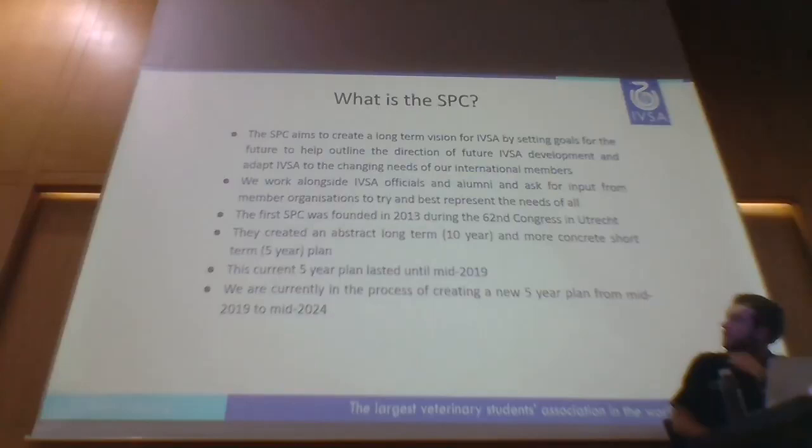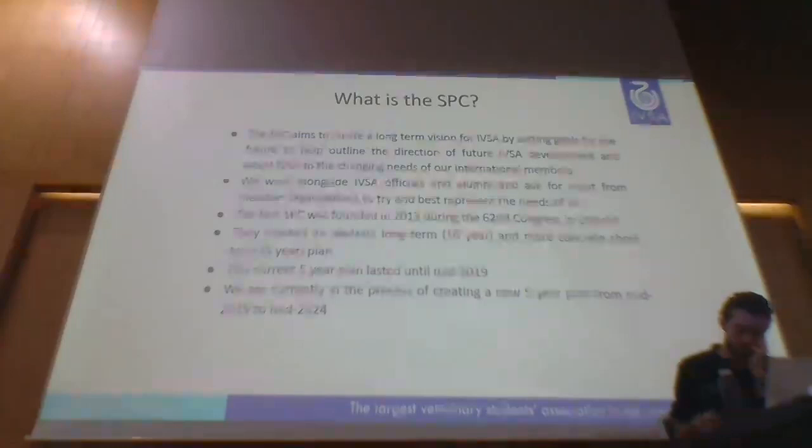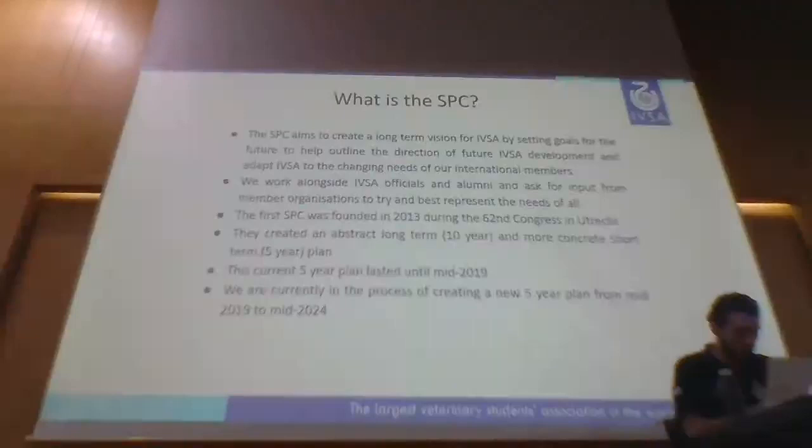So for those of you who don't know what the Strategic Planning Committee is, the SPC was founded during the 62nd Congress in Utrecht because we really wanted a long-term vision for IVSA and how we could plan to bring it forward in the future, to engage more with our members, make it really beneficial and also adapt to the changing needs of our international members. So we worked alongside IVSA officials, alumni, and asked for input from all member organisations. We want to try to best represent the needs of all. So they created an abstract 10-year plan and a more concrete short-term 5-year plan. The current 5-year plan lasts until mid-2019, so around the Congress in Croatia. So we are currently in the process of creating a new 5-year plan from mid-2019 to mid-2024.